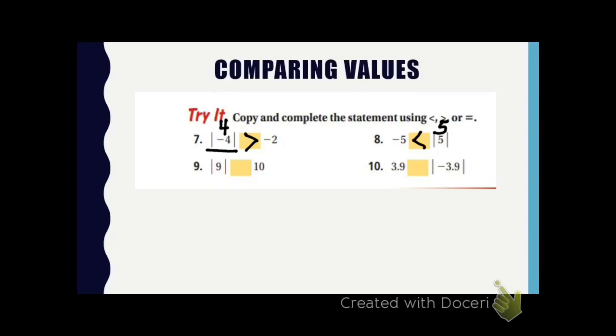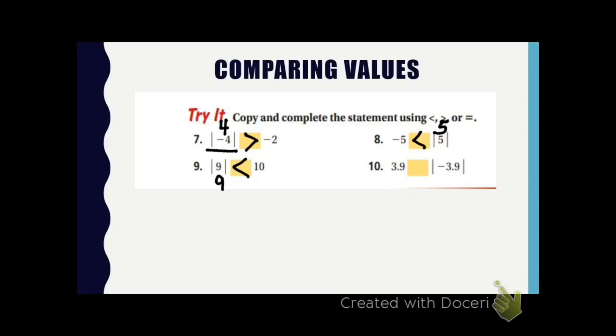All right, look at this one. The absolute value of 9 is 9, and 10. Well, 9 is less than 10. I'd rather have $10 than $9. Correct? So let's look at number 10.